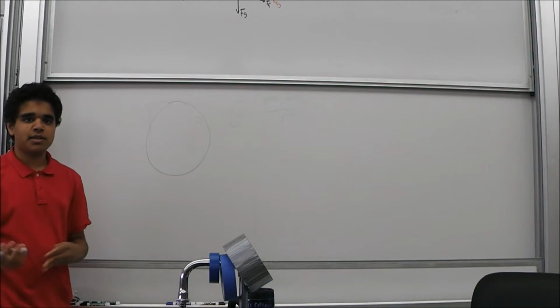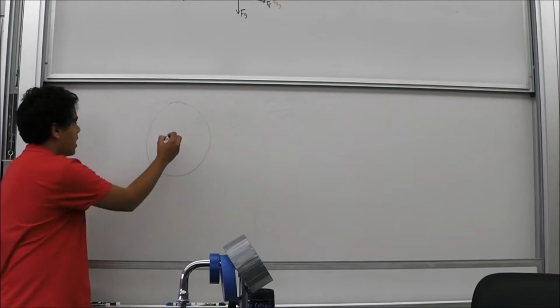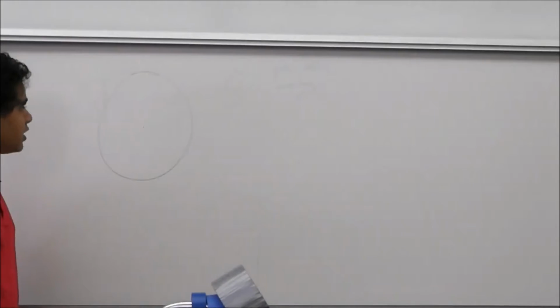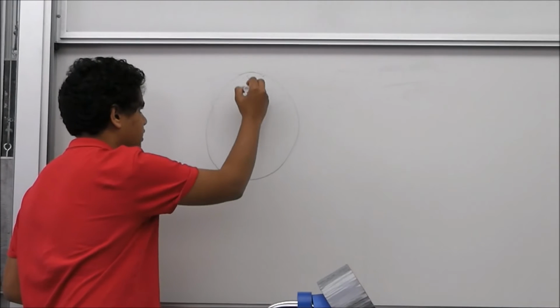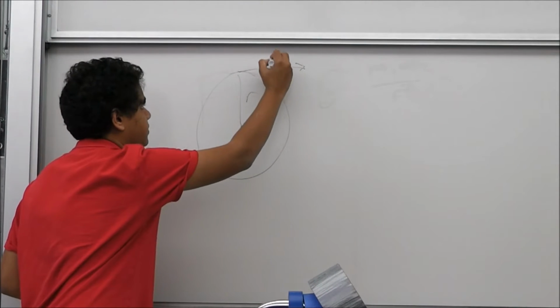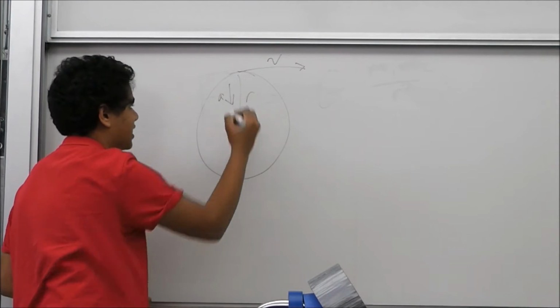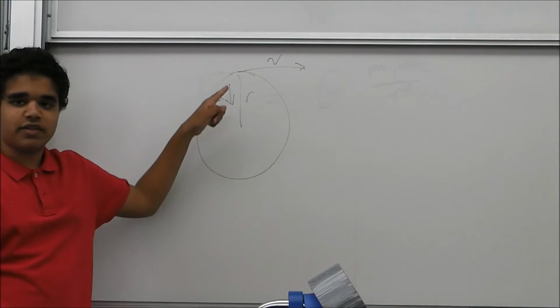Now, most of them are actually ellipses, as we'll cover with Kepler, but they can be modeled by circles because they're pretty close. So we've got the radius of the circle.